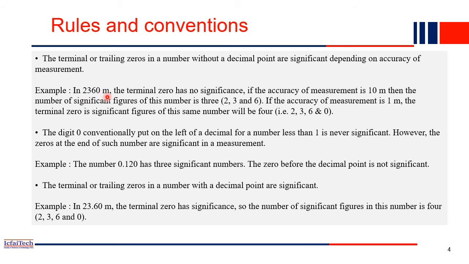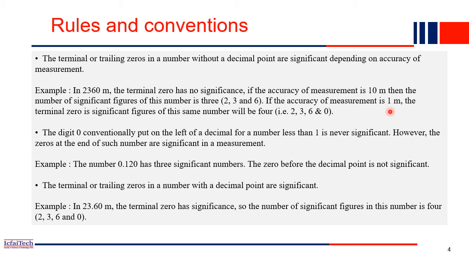In this number, the terminal zero has no significance if the accuracy of the measurement is 10 meter. Then the significant figures will be 2, 3 and 6, so these three digits are significant. But if the accuracy of measurement is 1 meter, meaning even a 1 meter change can be measured, then the terminal zero will be significant, and 2360 will be the significant number.